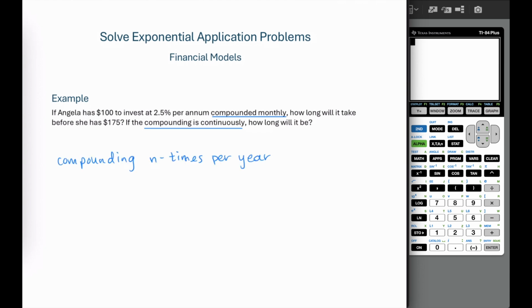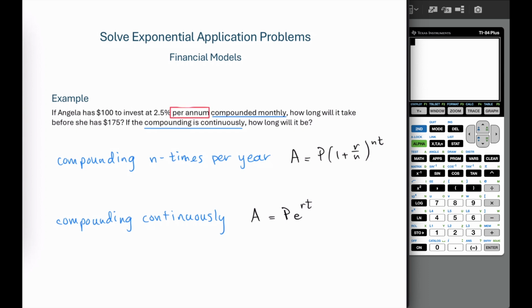When interest compounds a number of times per year, we use the formula A is equal to P times (1 plus r divided by n) raised to the nt power. When interest compounds continuously, we use the formula A is equal to Pe raised to the rt. Something else to mention is that the phrase per annum means per year, or annually. And we'll look at the compounding monthly scenario first, which means that we'll be using this formula.